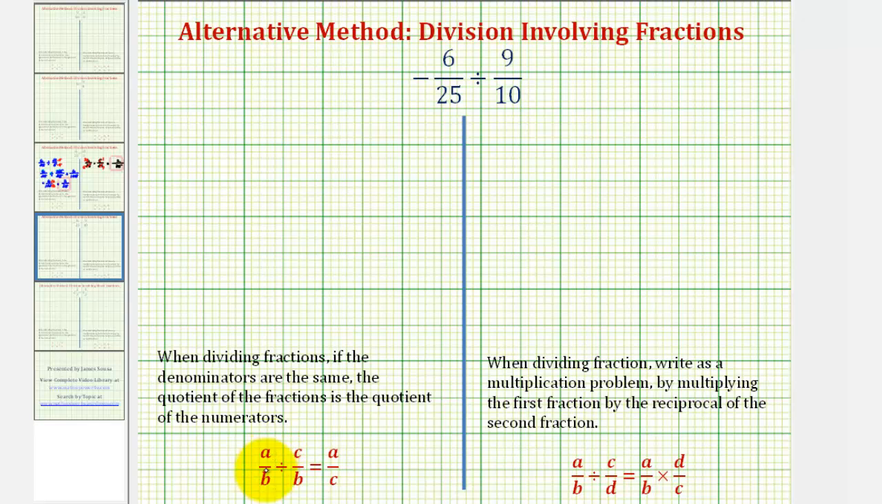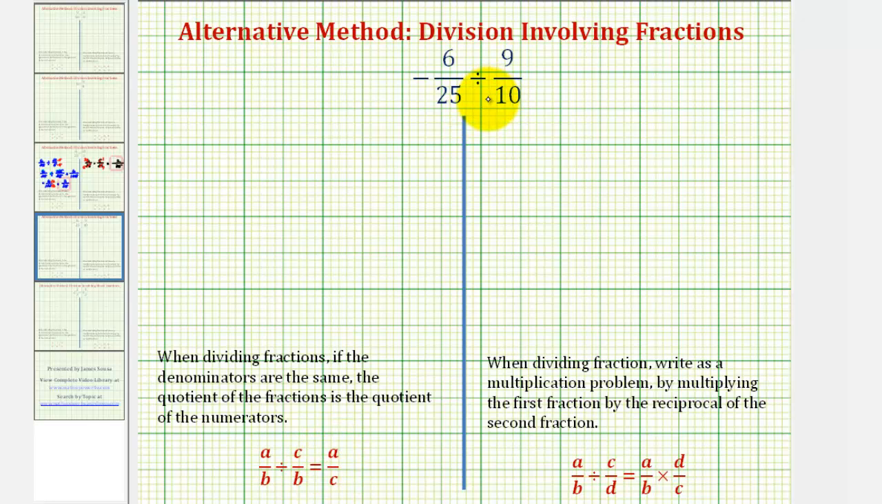For example, if we have a over b divided by c over b, then the quotient is just a over c. Notice that a and c are the numerators. Now the reason this works is because if we have a common denominator, then the pieces are the same size, and therefore it's just a pieces divided by c pieces, which should be equal to a divided by c.